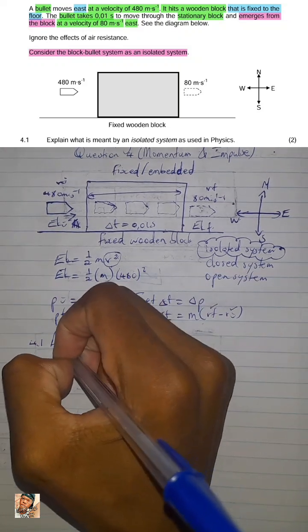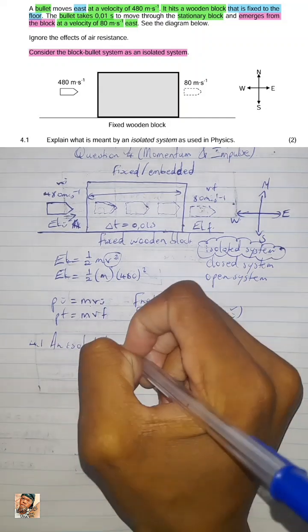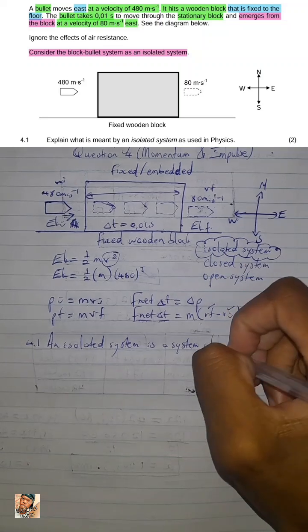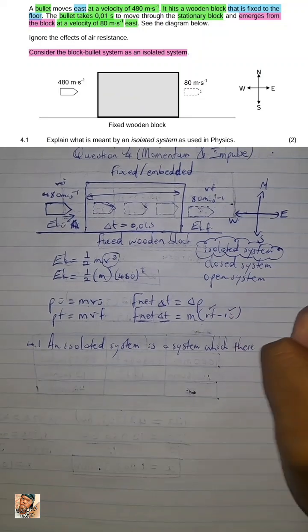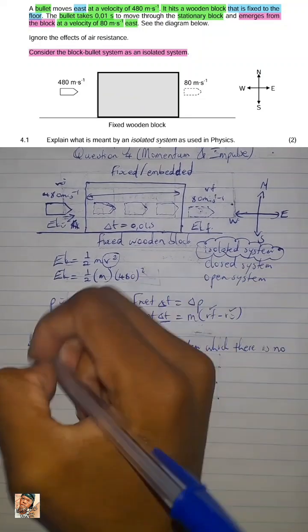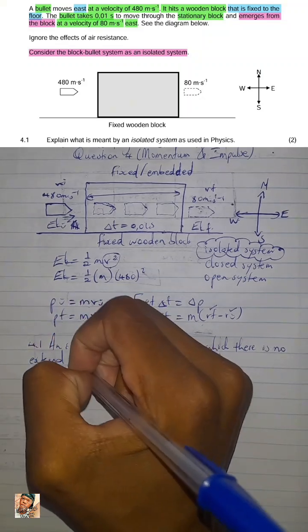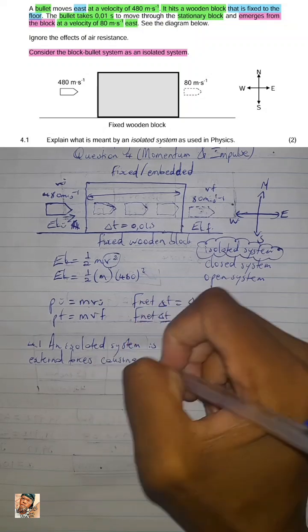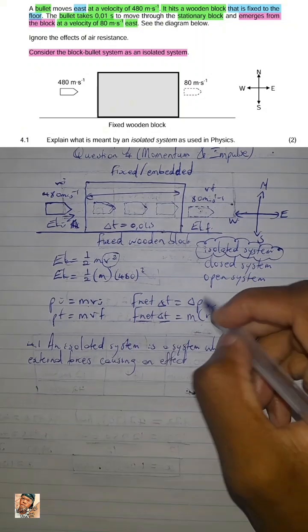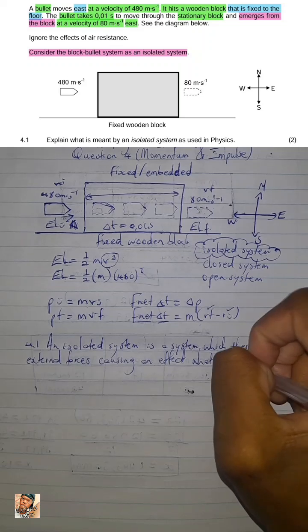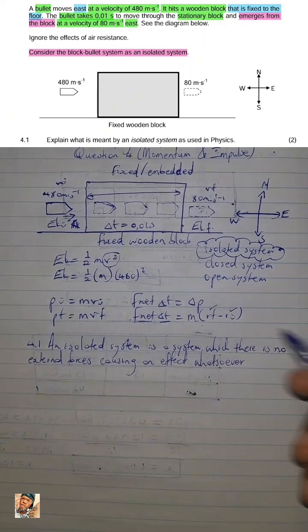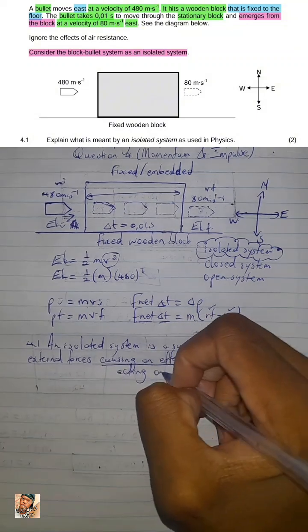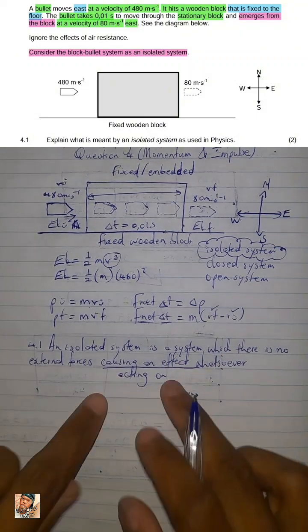So an isolated system is a system in which there are no external forces causing an effect whatsoever. Causing an effect or acting on it. Sometimes people say causing an effect or acting on.